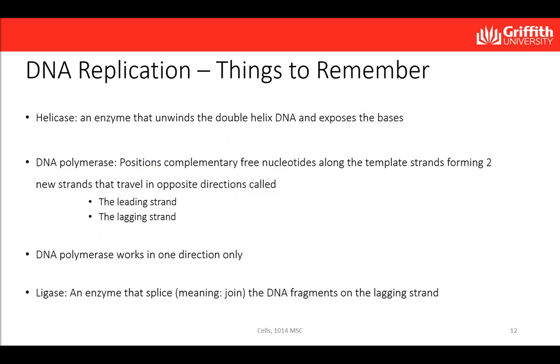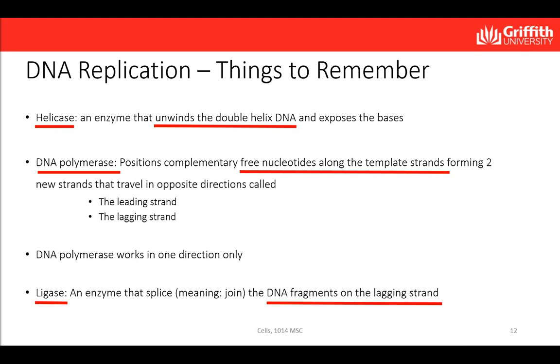In terms of DNA replication, there are a few things that you should remember. The enzyme helicase unwinds the double helix DNA molecule and exposes its bases. DNA polymerase attaches free nucleotides along the template strand. Two new strands are synthesized in opposite directions, called the leading strand and the lagging strand, because the DNA polymerase enzyme only works in one direction. Finally, once the free nucleotides are attached to the strands, the enzyme ligase splices or joins the DNA fragments, restoring its double helix shape again.